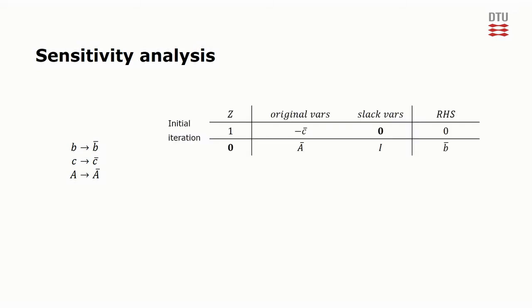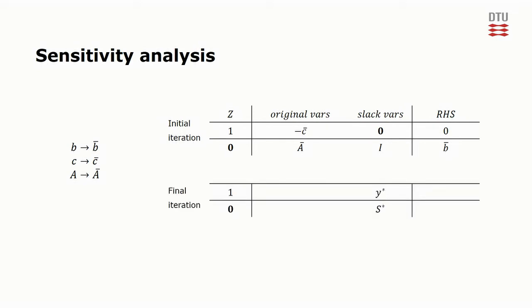Notice that we haven't changed anything in the slack variable columns. Hence, after the simplex iterations that led to the final tableau before, these columns must hold the same values as before. In other words, y star and S star haven't changed with the update of the parameters. We can fill out the rest of the tableau using the fundamental insight as shown here. What we have done now is essentially to apply the same row operations to the new initial tableau as we did to the old one, in this way skipping the iterations that we already have done once.